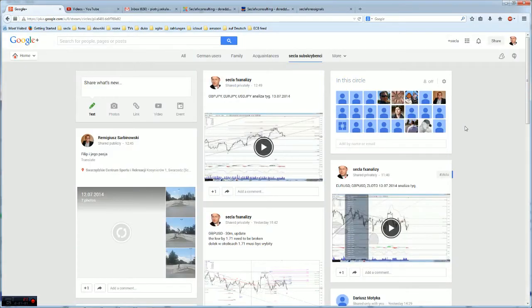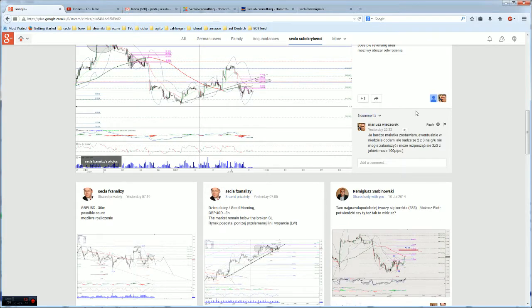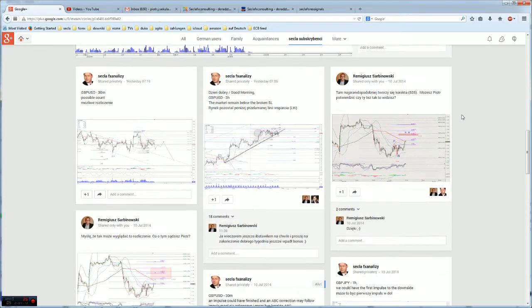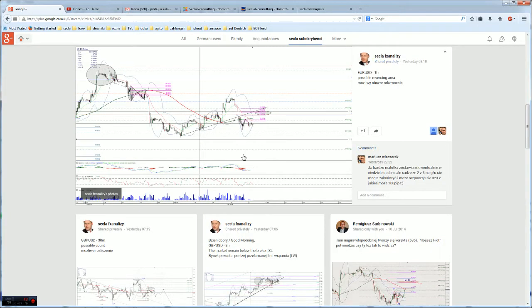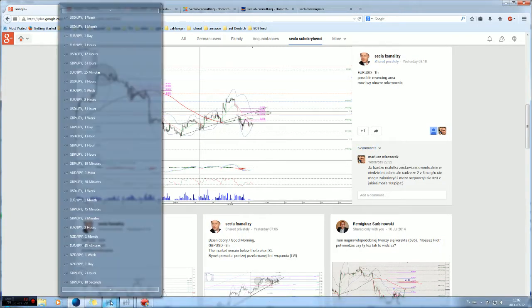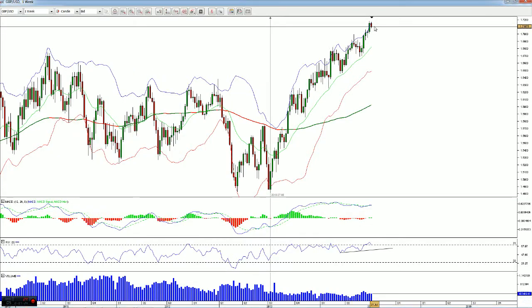commenting, this is my Google Plus profile, and I do comment here, I post here and prepare myself and my subscribers to the developing trade setups. And I said most probably we will have a red candle as a weekly candle, and this is the case.